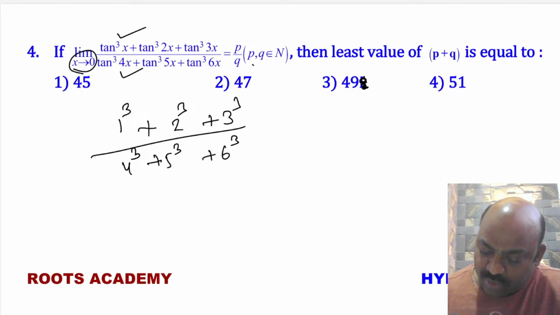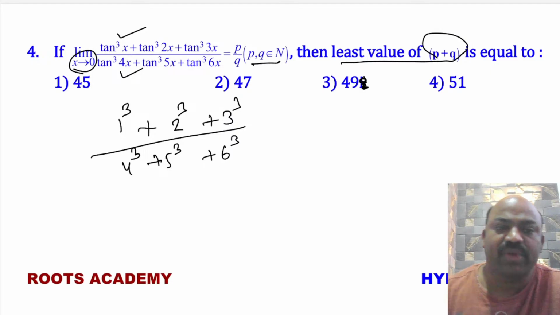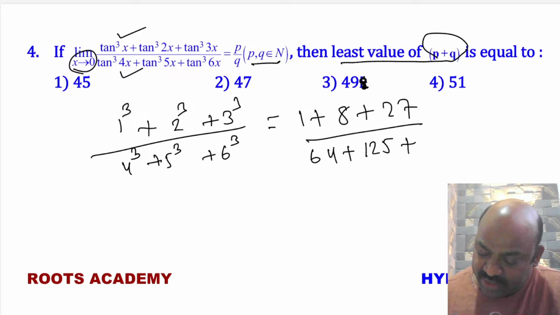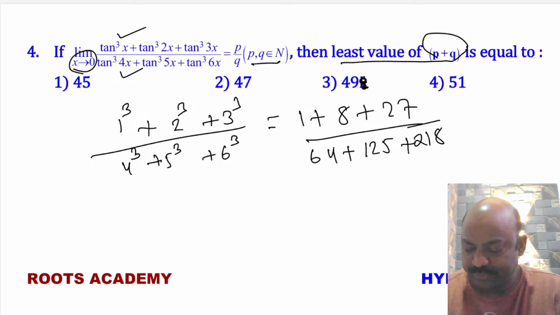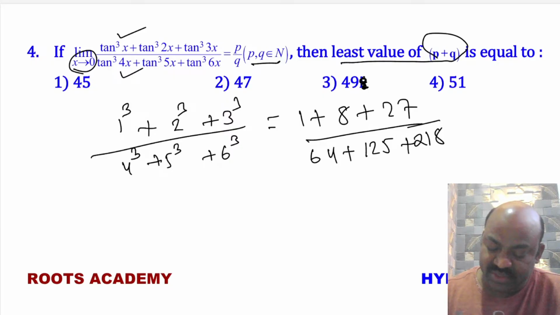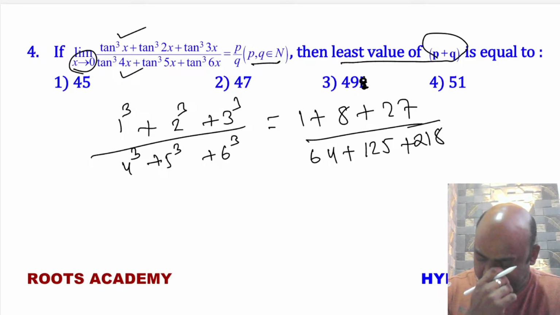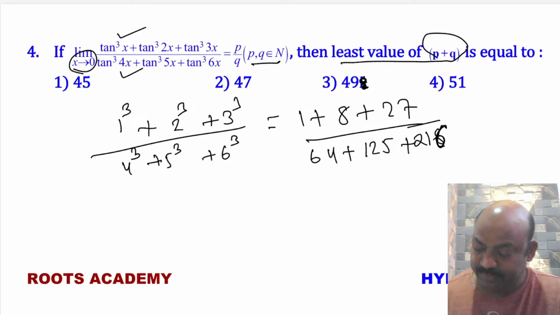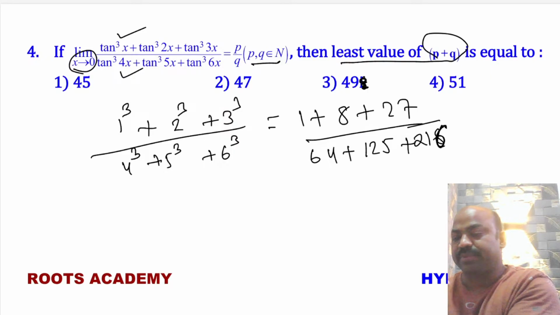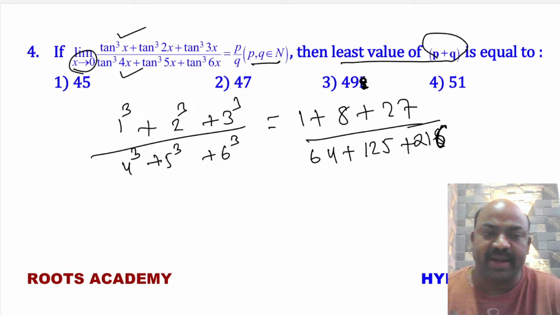They said that p, q are natural numbers, then the least value. Least value means you cancel whatever things are getting cancelled. So 1 cube is 1, 8, 27 by 64, 125 and 216. Right? 216, am I right? Calculation is very important for the topper. So you should be good at calculation.